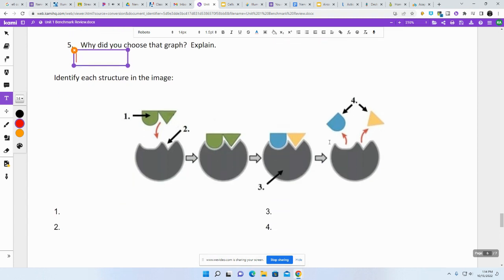I'll have you label these things. I didn't have a word bank. I probably should have. But you'll see the same picture on the test, and there will be a word bank.